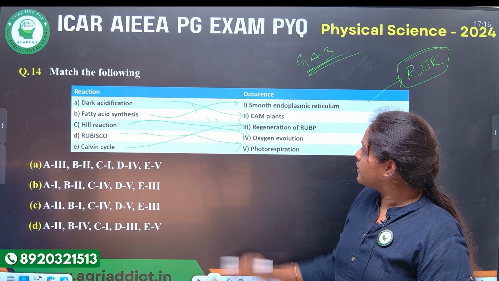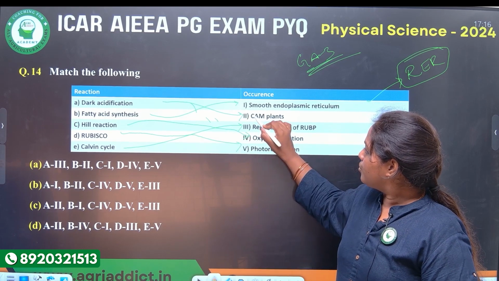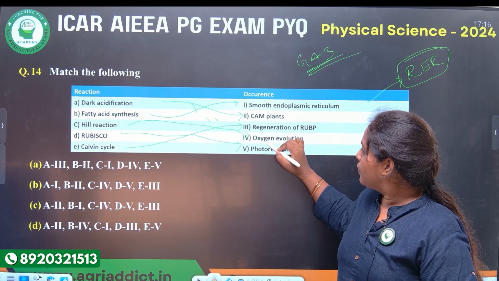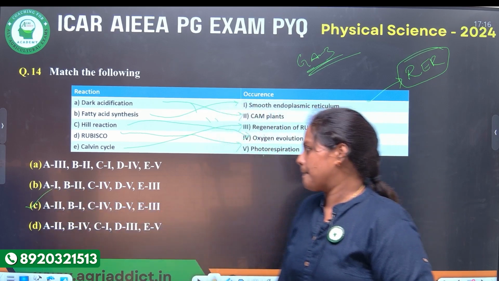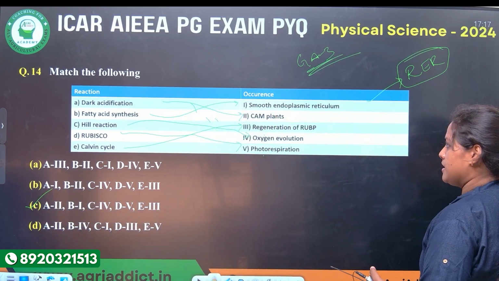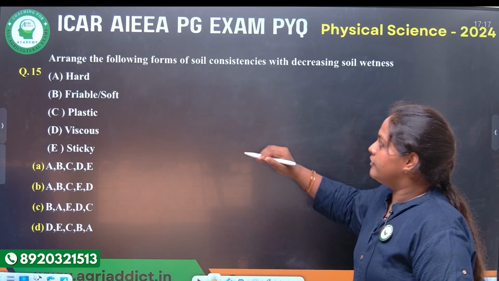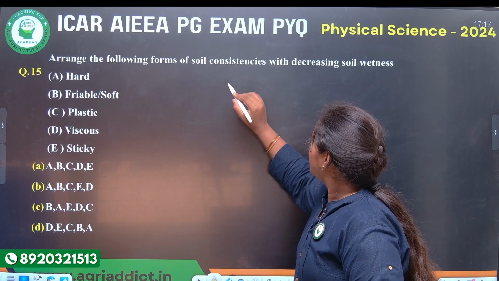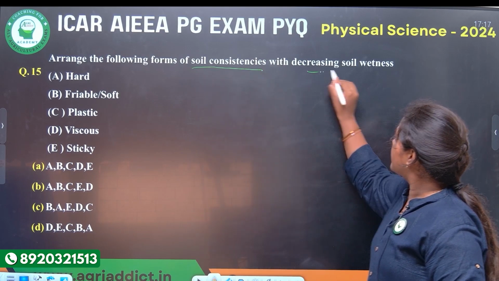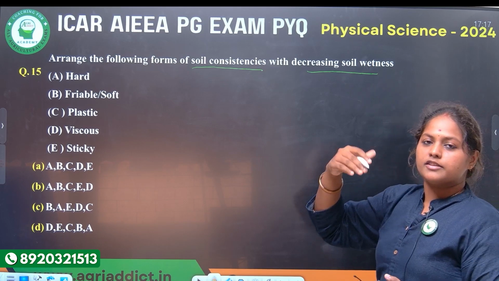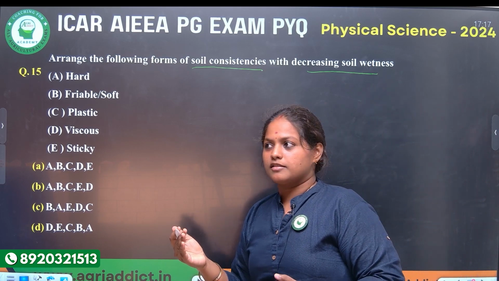So what is the sequence now? 2, 1, 4, 5, 3. That is option C. Then moving on to next question, 15. Question number 15. Here they are asking soil consistency in the decreasing soil wetness. Decreasing soil wetness and increasing soil wetness.